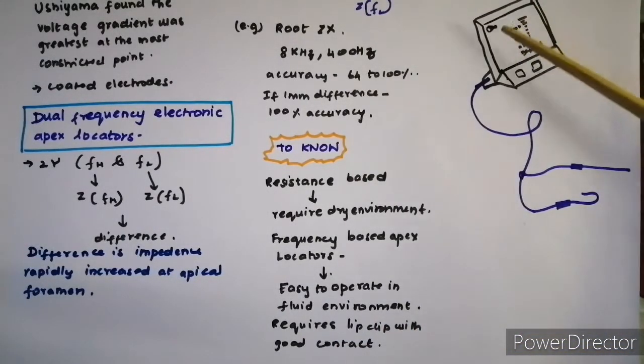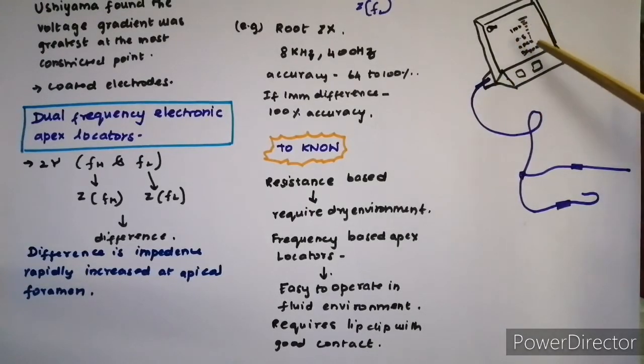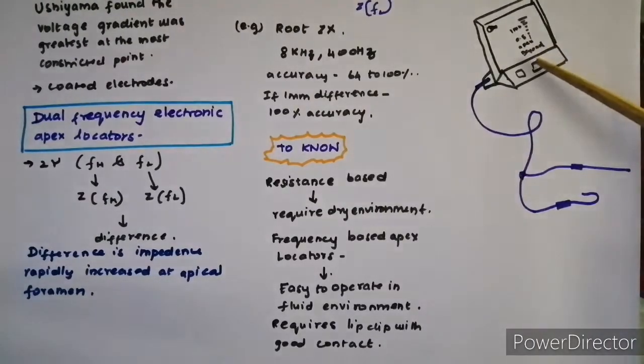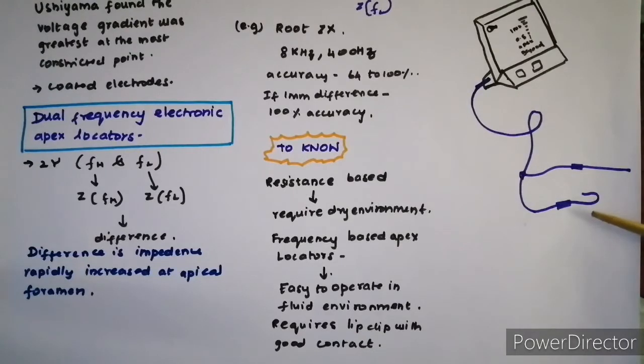This is a simple diagram of the apex locator, and this is the monitor where the readings will be displayed, whether we are at 0.5, apex or beyond. And here you will have the on off button, this is your lip clip or lip hook, and this is your file clip.